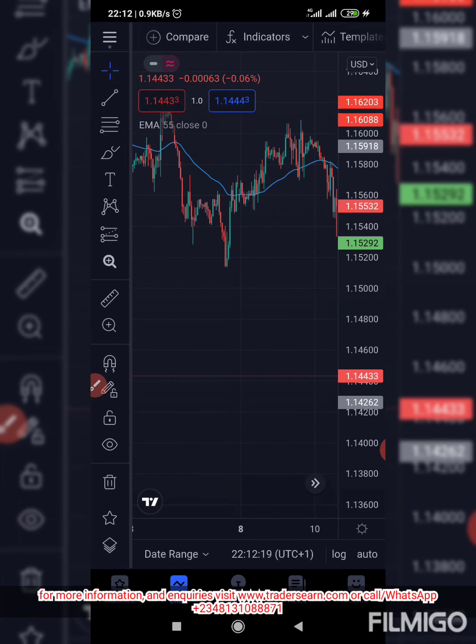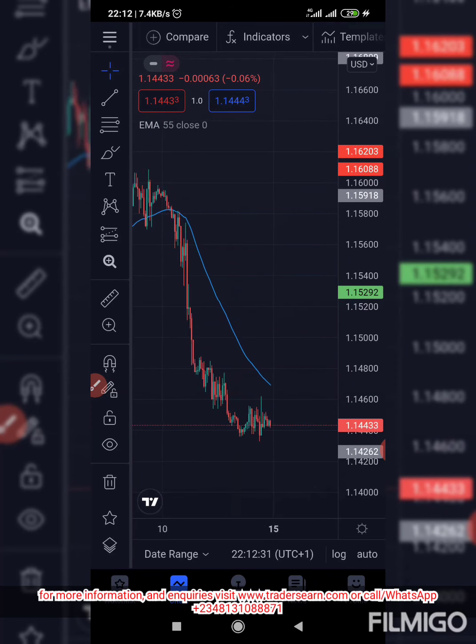We have done two types of support and resistance in the past. We have done horizontal support and resistance. We have done trend line support and resistance. Now this is another form of support and resistance, and it's called dynamic support and resistance. Dynamic support and resistance.